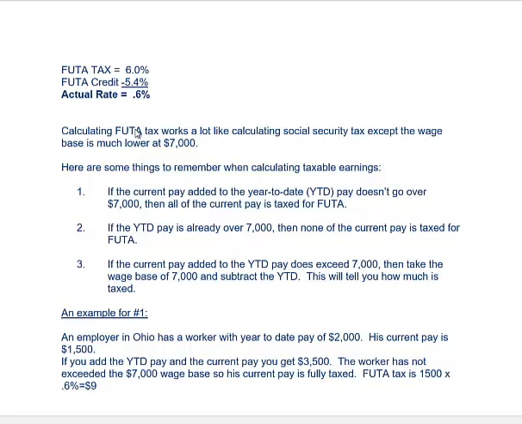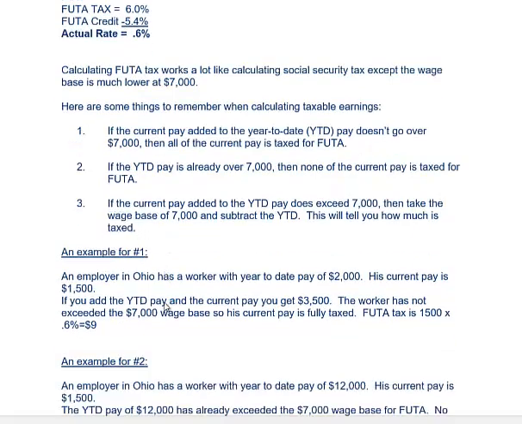So here are some things to remember when calculating taxable earnings for FUTA tax. If the current pay that you're given added to the year-to-date pay that you're given does not go over the $7,000 wage base, then all of the current pay is taxed for FUTA. So let's look at an example.